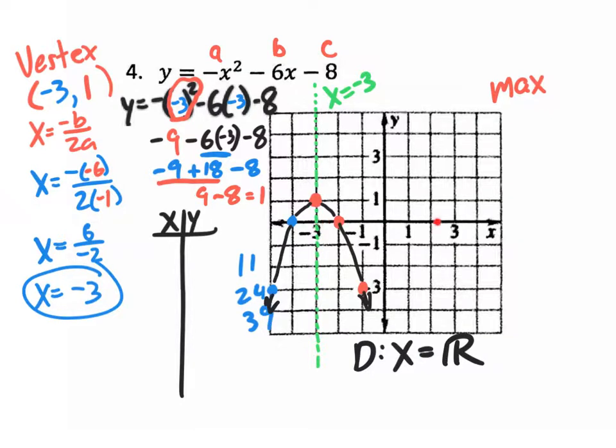Visually, it goes that way forever. Even though it goes down, it continues to travel to the right forever. And even though it goes down, it continues to travel to the left forever. So the domain really is x equals all real numbers.